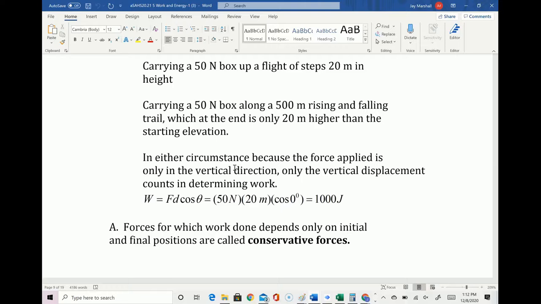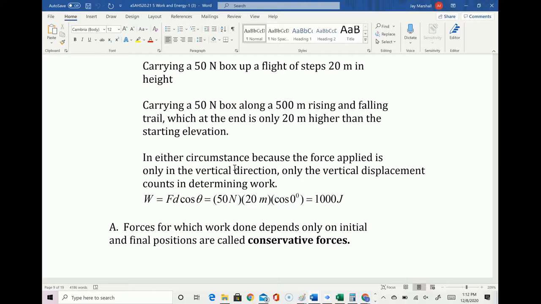But anyway, 50 newtons in the upward direction times 20 meters in the upward direction. And again, force is upward. Direction of motion is upward. There's no angle of distance between those. So cosine of 0 degrees is 1, and 1 times 50 times 20 is 1,000 joules. So we did 1,000 joules of work in accomplishing this.